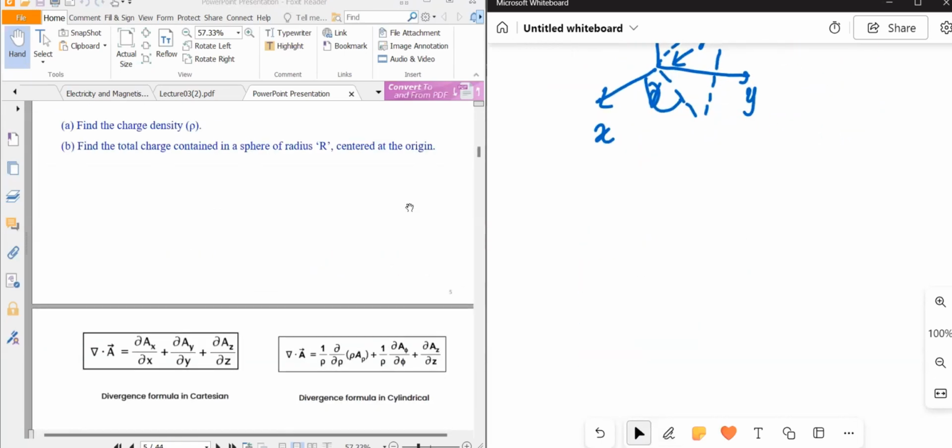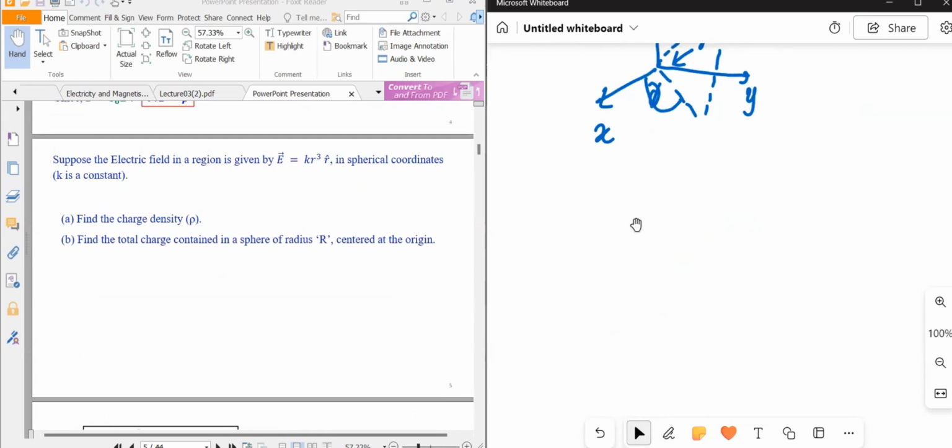Now, in the question, it is given that E is equal to K r cubed, in the direction of r.